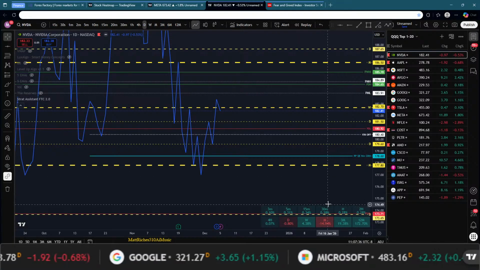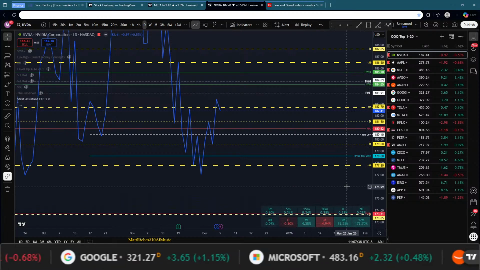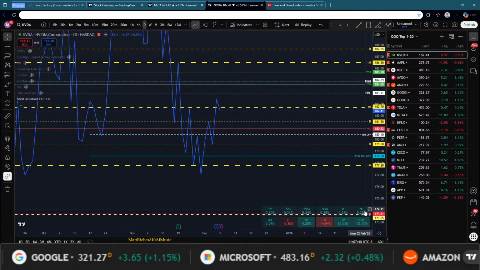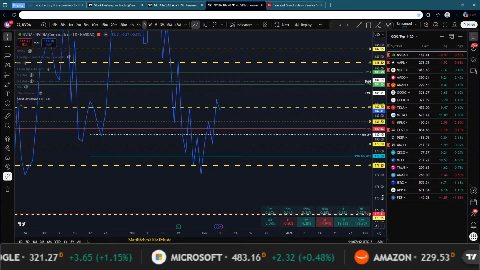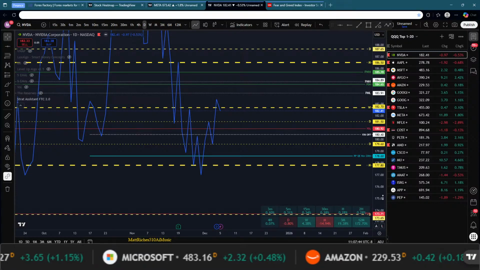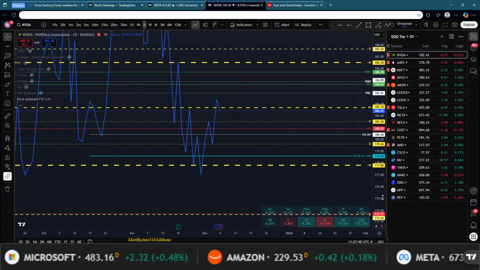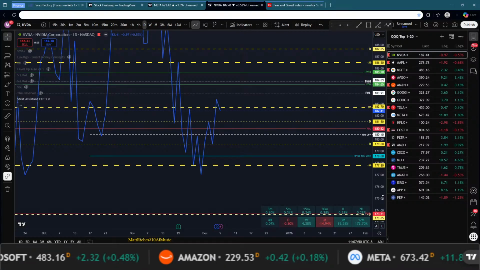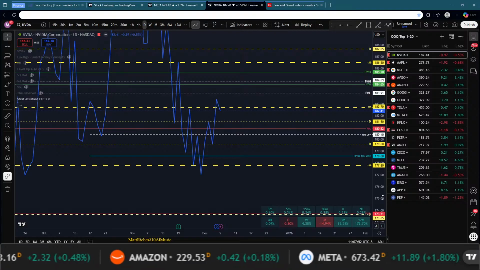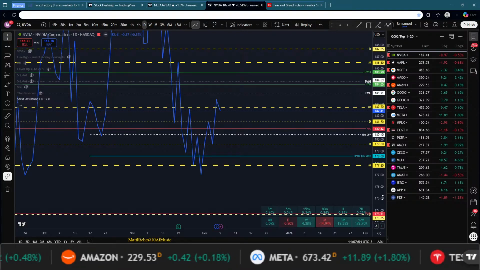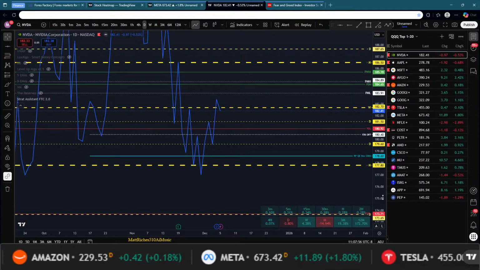Okay, so NVDA 12-month price movement has gone up 172.70% in the past 12 months. And then the past 3 months has gone up 19.38%. And over the past month is down 14.94%.